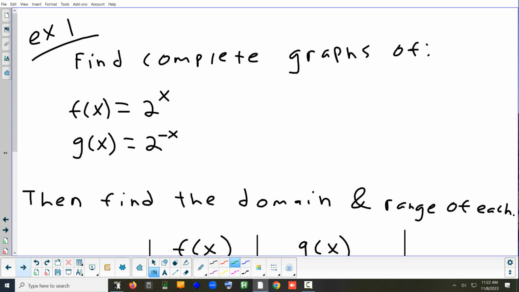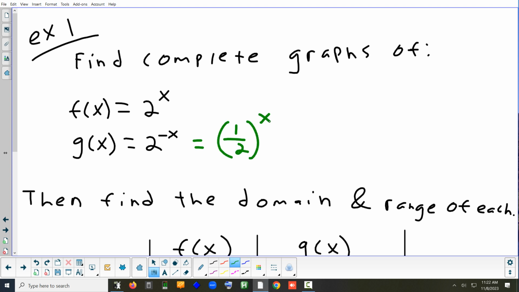All right, let's look at this one. Graph 2 to the x and 2 to the negative x. What's 2 to the negative x? What's another way to write it? Yeah, 1 over 2 to the power of x.